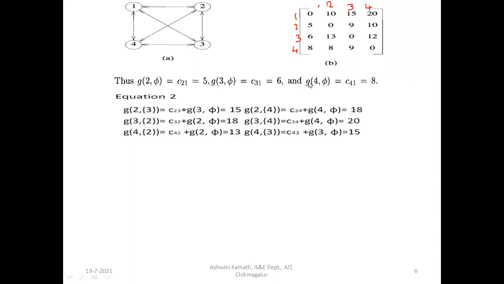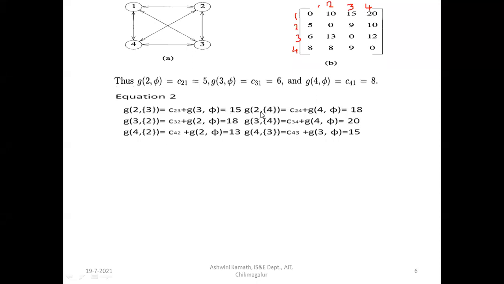Then use equation 2. I told you, first use only one vertex in the set S. This is set S. Whatever values we have within the flower bracket, that is the set S. Use only one value. That is G of 2, 3, which is equal to C23 plus G of 3, 5. What is 2 to 3? 2 to 3 is 9. 9 plus G of 3, 5, which is 6. 9 plus 6 is equal to 15.